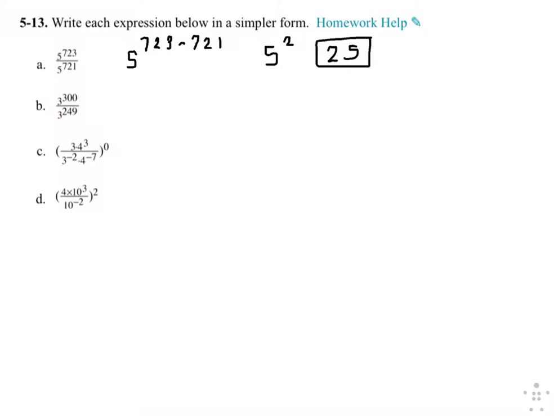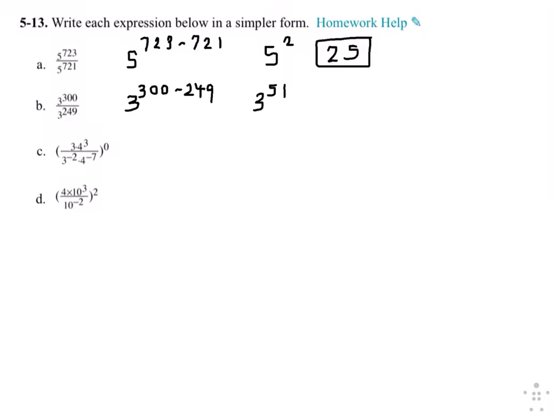So for B, again, we have 3 to the 300th minus 249. Now, if you didn't remember your power rules, like your exponent rules, that when you divide with the same base you subtract, you'd actually have to take 3 to the 300th power and divide it by 3, which would be really cumbersome. Okay, so this becomes 3 to the 51 power.